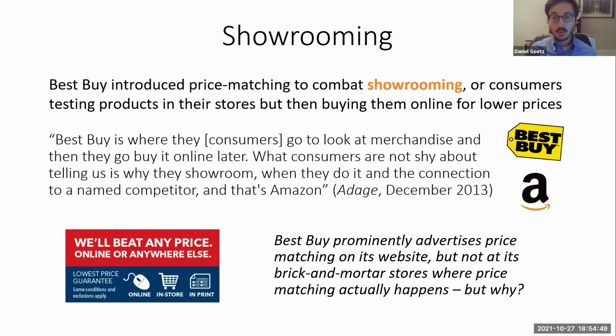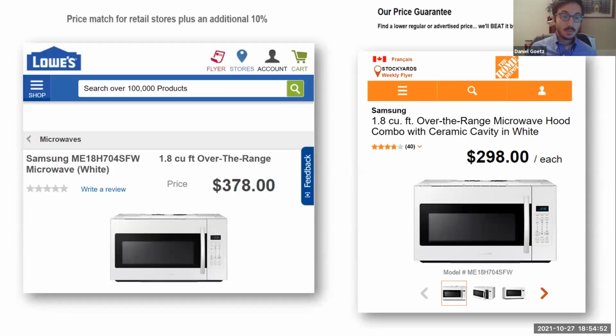All right, so here's kind of a fun little exercise. Two products that are the exact same, two Samsung microwaves. We have Lowe's and we have Home Depot. Now, both of them do price matching, and actually they go another step beyond. They price match for retail stores plus an additional 10% below. So when you kind of do your search, which store do you end up buying the microwave from?